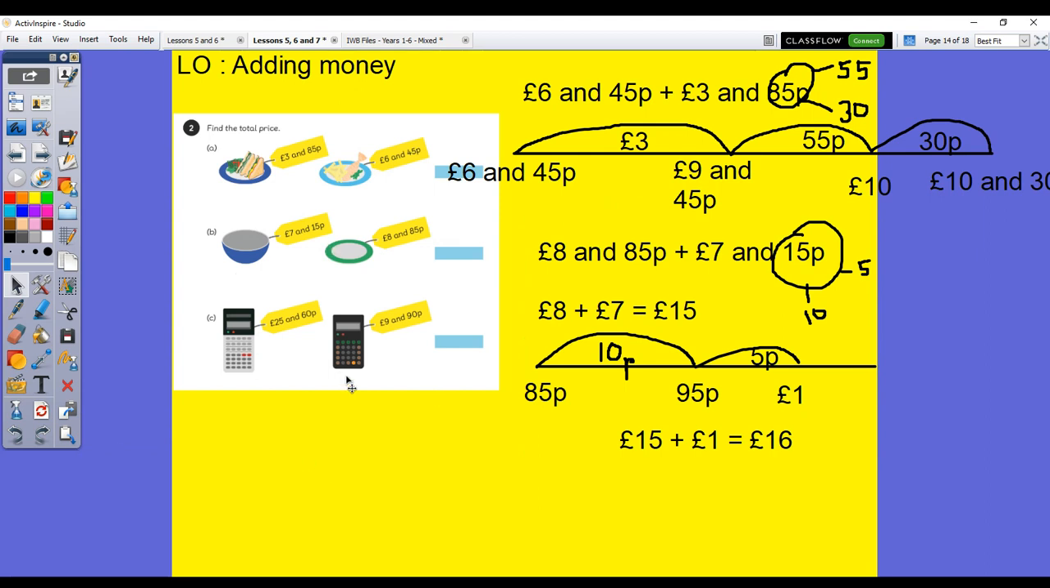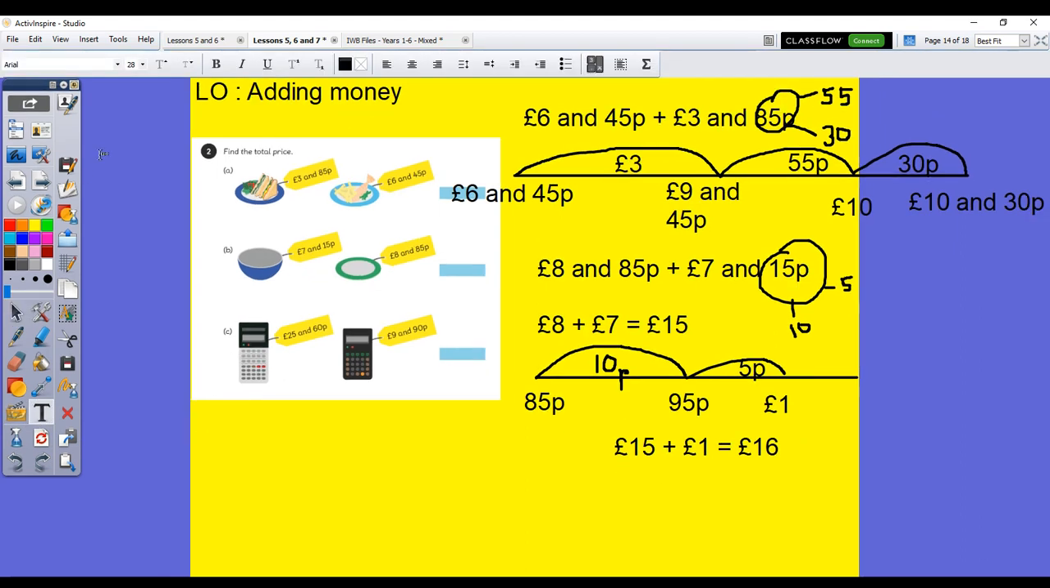So here we have some whole 10. So let's do it. I'll change the font. So we have £25 and 60 pence. Add £9.90. Okay, so let's add our pounds first. That's the easiest way, isn't it? £25 add £9. If we know £25 add 10 is 35, let's take one away. So it's going to be £34.